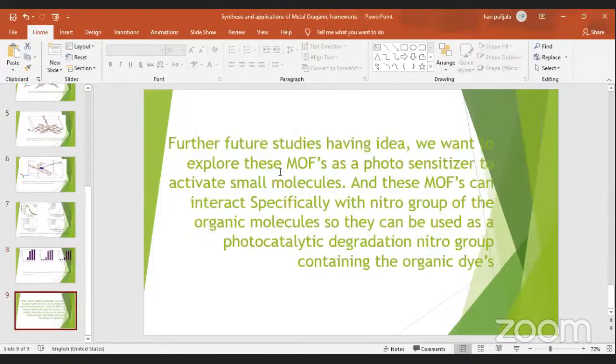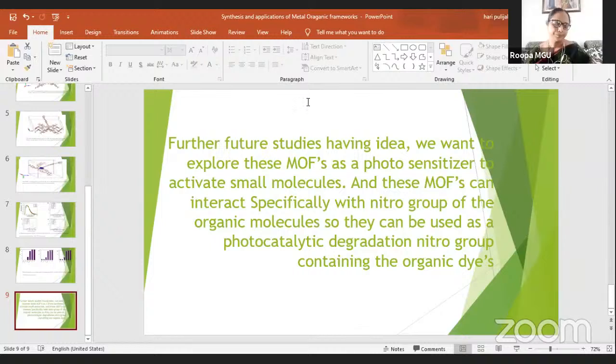For future studies, the idea is to explore these metal organic frameworks as photosensitizers to activate small molecules. These frameworks can interact specifically with the nitro group of organic molecules, so they can be used for photocatalytic degradation of nitro group containing organic dyes. Thank you for giving the opportunity, ma'am, and thanks to the Department of Chemistry. Thank you, ma'am.